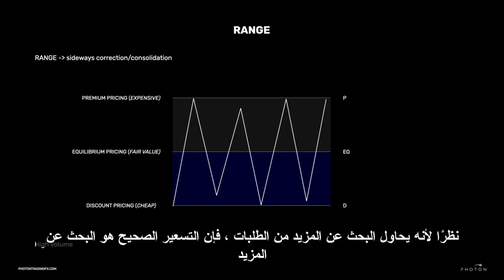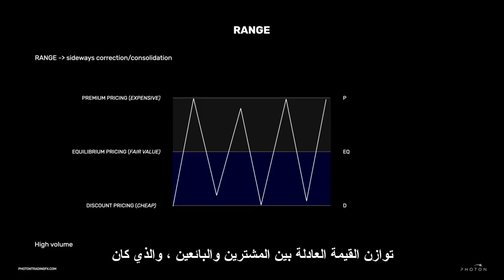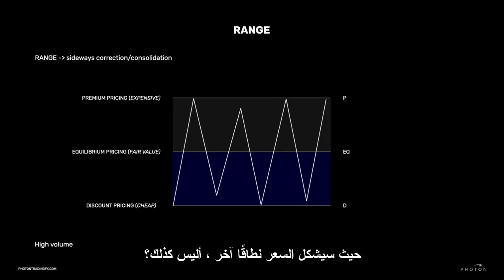Why? Because it's trying to seek more orders, right? Price needs to seek more liquidity in order to fill that imbalance and bring the market back to an equilibrium of fair value between buyers and sellers, which is where price will then form another range, right?